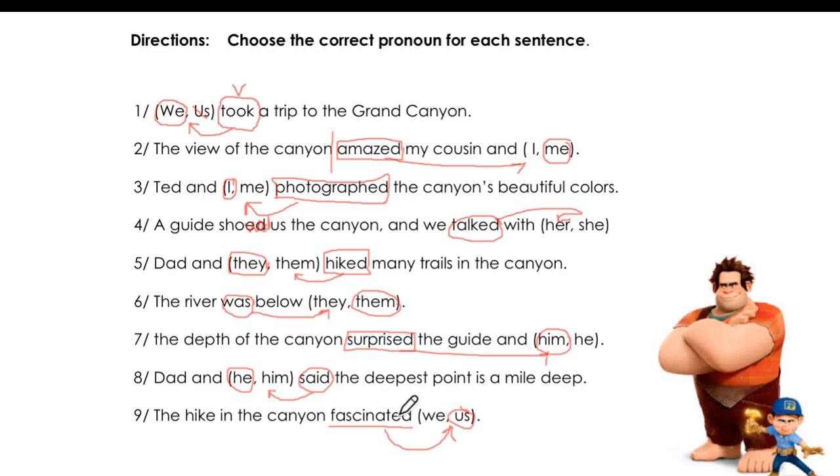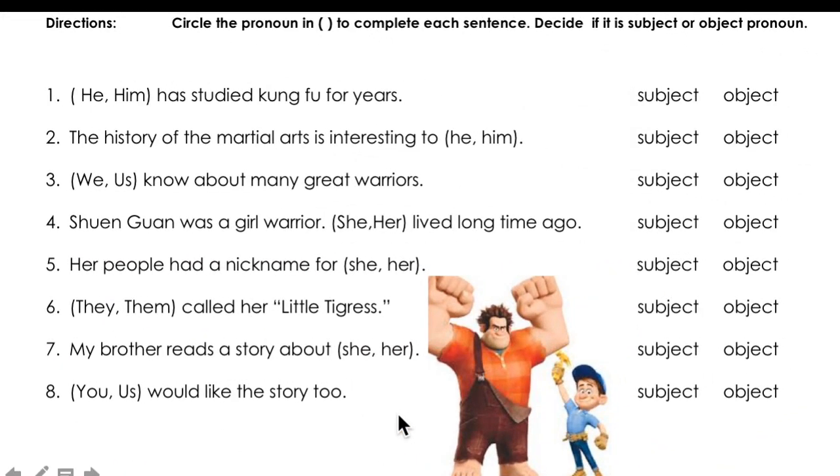Did you get the correct answers? Great job. Now we're going to choose which one we will use again, and you will choose if it's subject or object. He or him has studied Kung Fu for years. He or him, what did you choose? He. And do you know why? Because it's the beginning of the sentence, the subject, before the action verb. Is it subject or object pronoun? Subject pronoun.